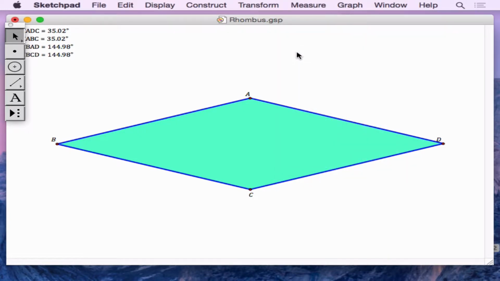Thank you, Angelo. So now we know it's a parallelogram because if the opposite sides are congruent, then that quadrilateral must be a parallelogram. So all rhombi are also parallelograms. Now, one of the nice things about Sketchpad is that if I move those points around, these numbers will change. However, the relationship stays the same.